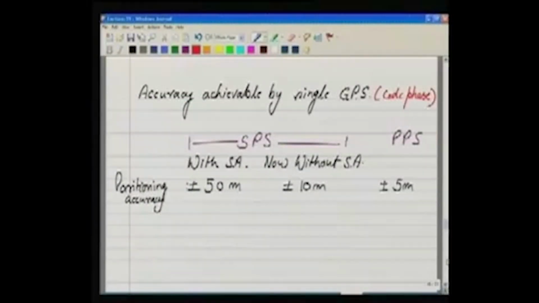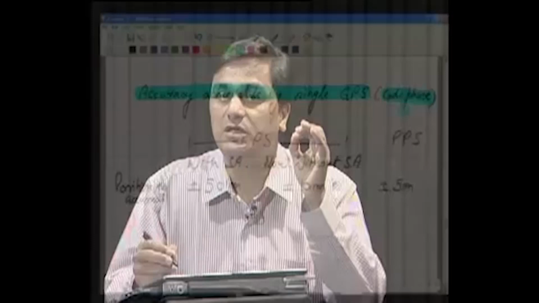Another thing, what is the accuracy which is achievable by a single GPS? So what we are saying here, we are using a single GPS in code phase mode. Code phase means we are using only the code signal, either the CA code or P code. We are not going for the carrier phase. We will talk about the carrier phase in our next lecture.